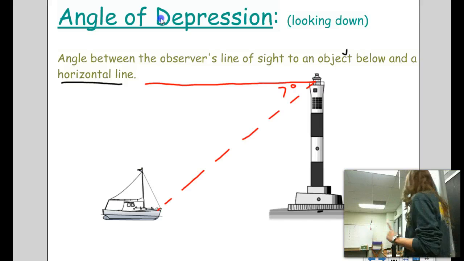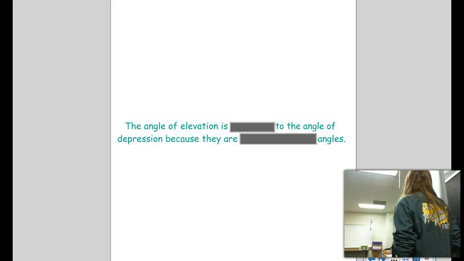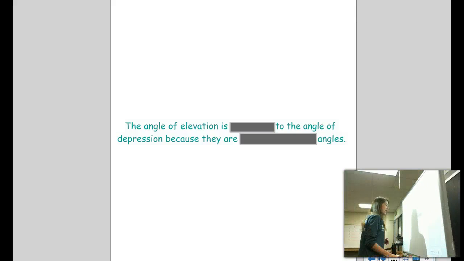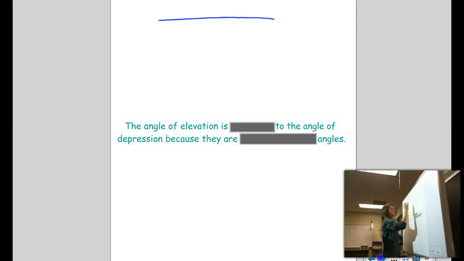Okay? Now, something cool about, oh, there's a picture missing here. Awesome. Something cool about the angle of elevation and the angle of depression is, let me draw those back in. There's your picture missing from my lesson for some reason. Something cool about this angle right here and this angle right here is that they are congruent. Why?